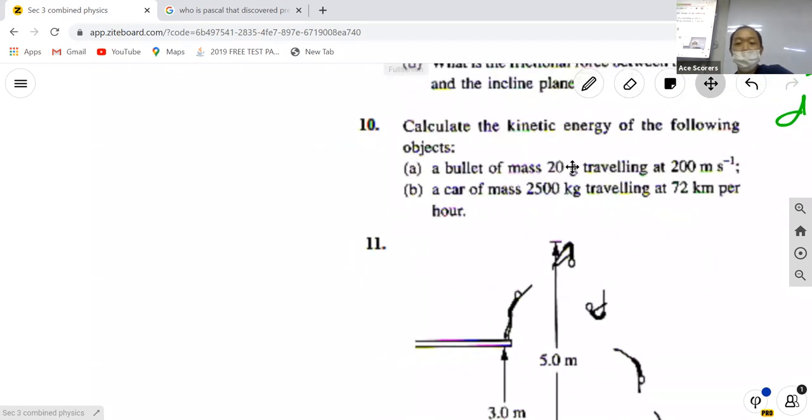So how to find it? I know you all know how to find it, right? So just tell me your answer. Come, what do you get, Elijah? Question 10. What?